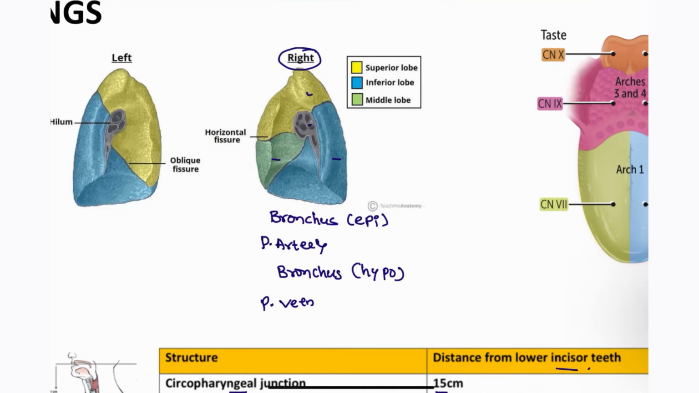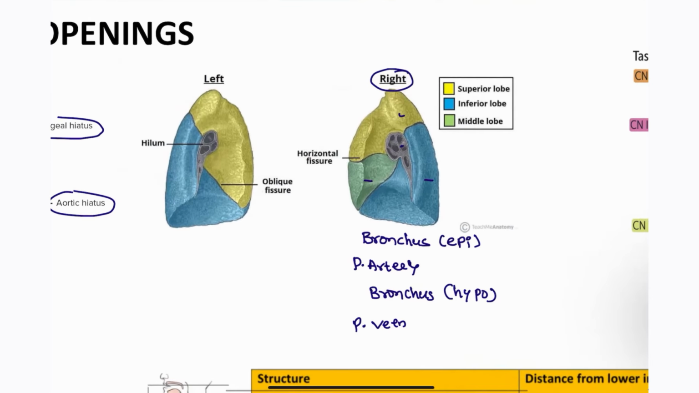And next, coming to the left side of the hilum, there are only two lobes, superior and inferior. In this one, you are going to have the artery first, then the bronchus, and then the pulmonary vein. The missing structure is the epiarterial branch of the bronchus. It is not seen on the left side, because that will be covered by this oblique fissure, especially since the heart is present on this side.